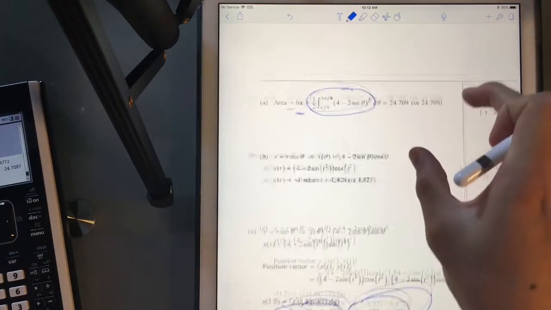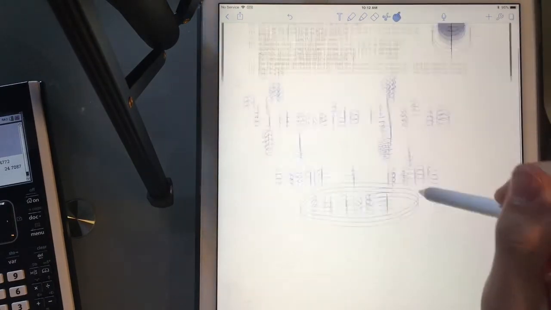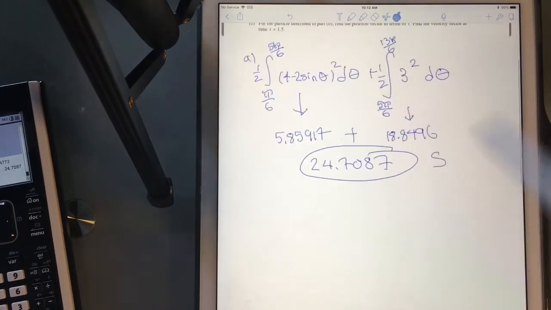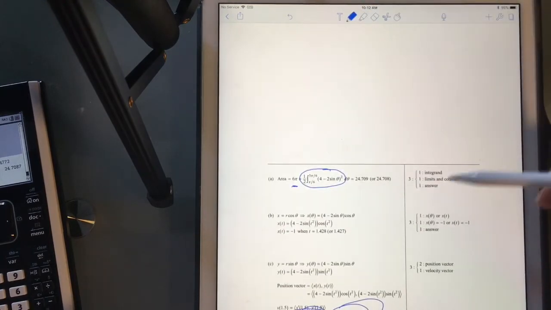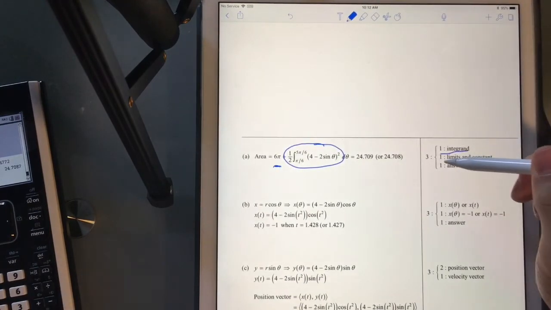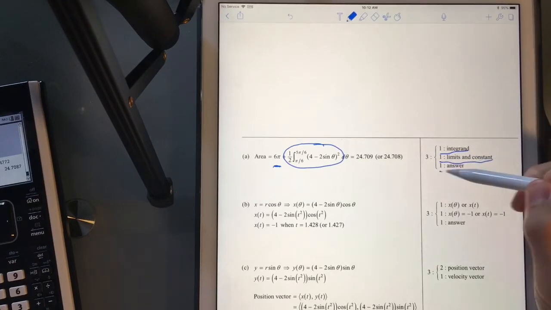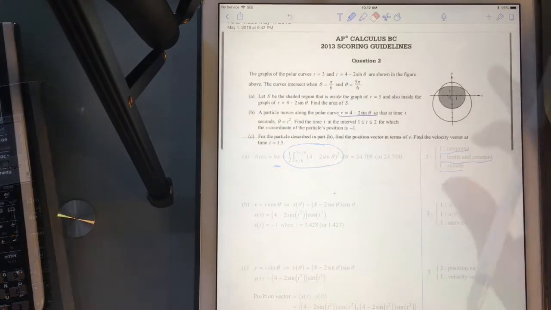And you get 24.709, or 24.708. And we got 24.708. Alright? And they gave you 1 point for the integral, which we did, 1 point for limits and constant, and then 1 point for the answer. Now let's move on to part B.